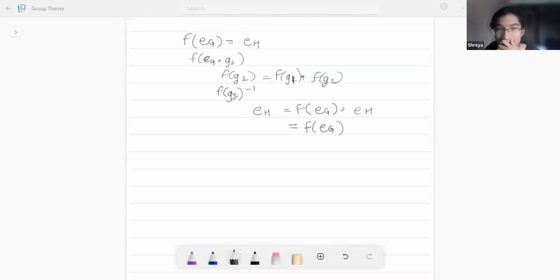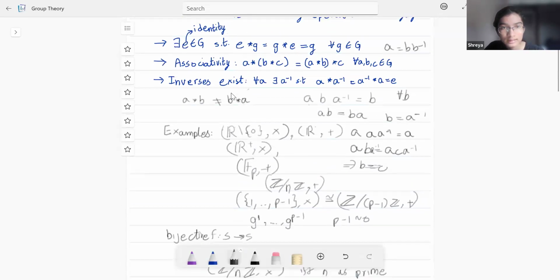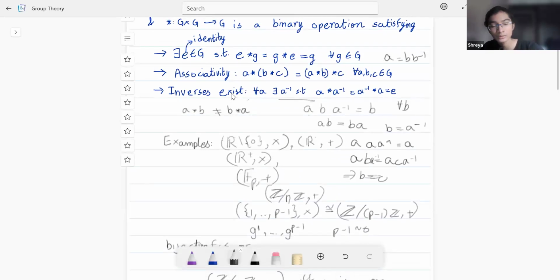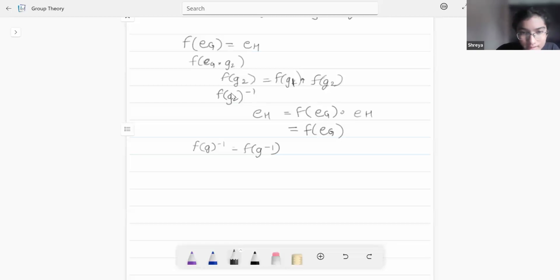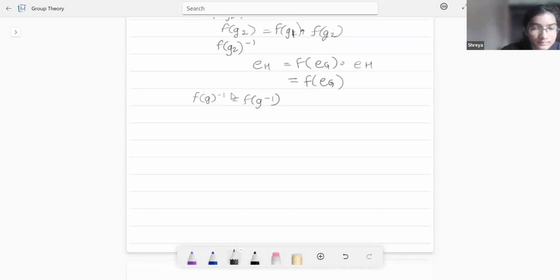So anyway, this is one thing, and then we were going to prove that f of g inverse is equal to f of g inverse, just to show that it is a true isomorphism. They are still basically the same after you do this, the two sets. How can we prove this?